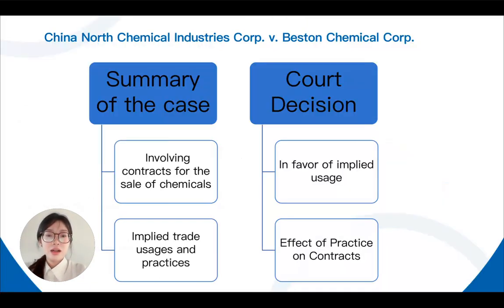Next case. The case involved the incorporation of trade usages and the CISG in a contract for the sale of chemicals. The court recognized the validity of this usage under Article 9, reaffirming the parties' ability to incorporate established industry practice into their contract.